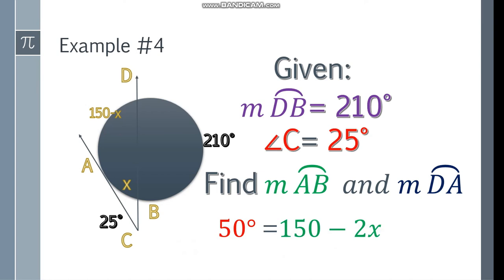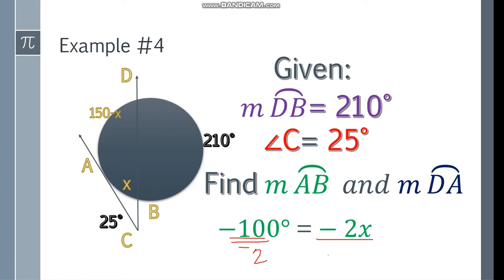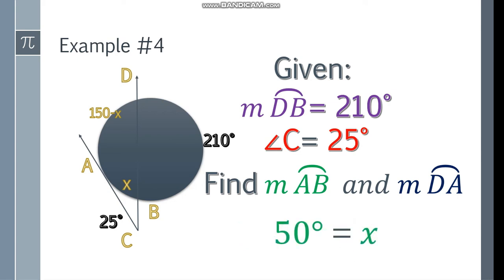Simplified further, magiging 50 degrees is equal to 150 minus 2x. Kasi negative x minus x is equal to negative 2x. Ngayon, isolate natin yung x. So, that will be negative 100 degrees is equal to negative 2x. Divide both sides by negative 2, and you will have an answer of 50 degrees. So, ang value ni x daw ay 50 degrees.